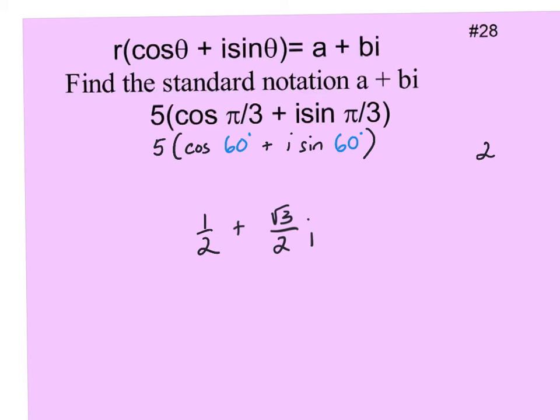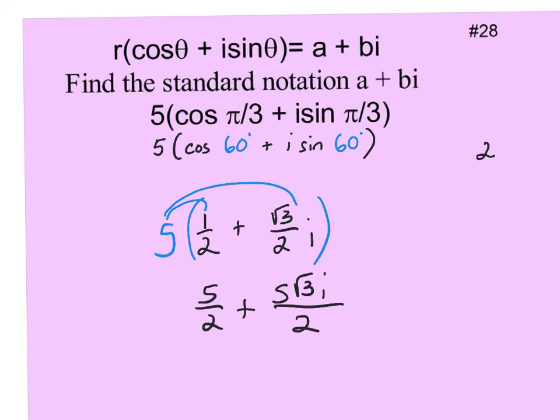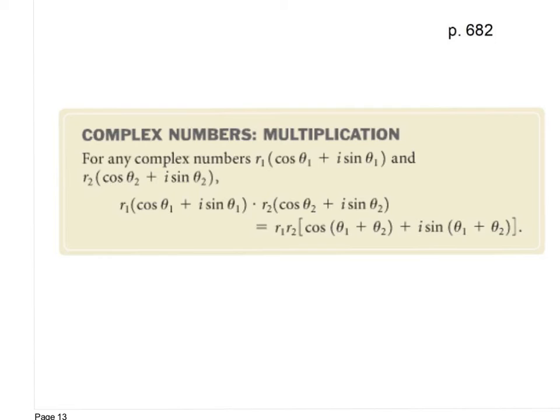Now recall, that was only the evaluative portion. We actually have to multiply all of that by 5. When we distribute, because of that radius, we're given a final answer here of 5 times 1/2, which is 5/2. 5 times radical 3 is 5 radical 3 times i, all over 2. There's your final answer. Now let's take on one more concept for the day.